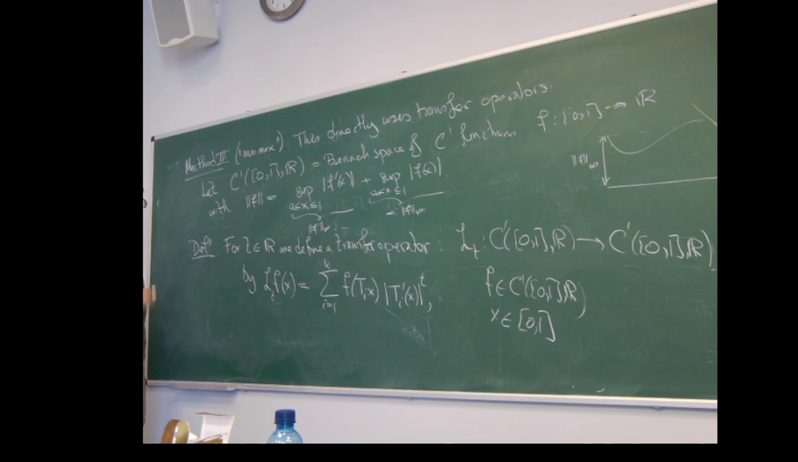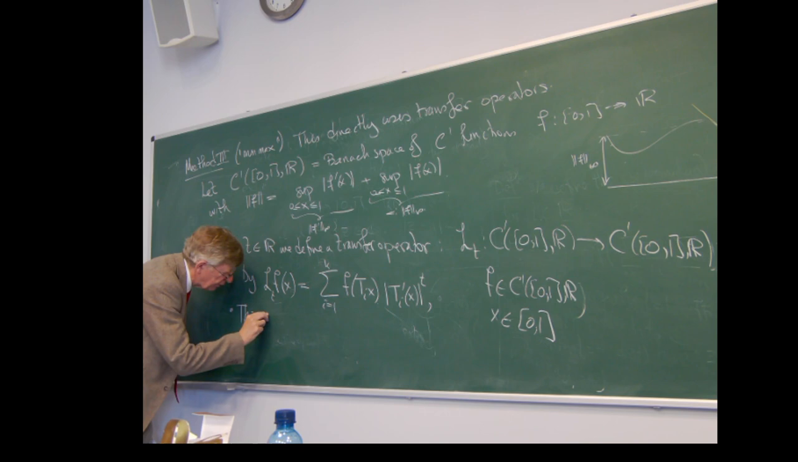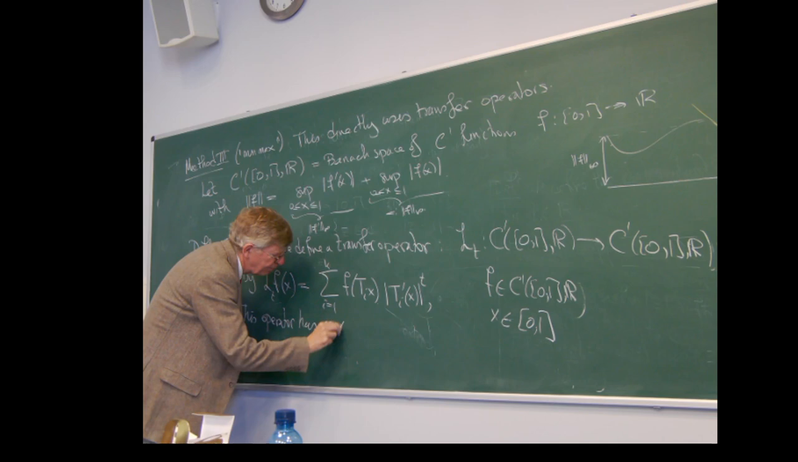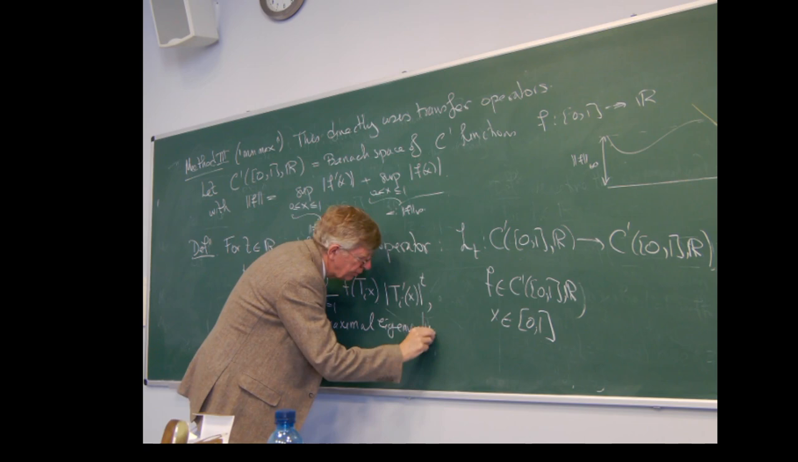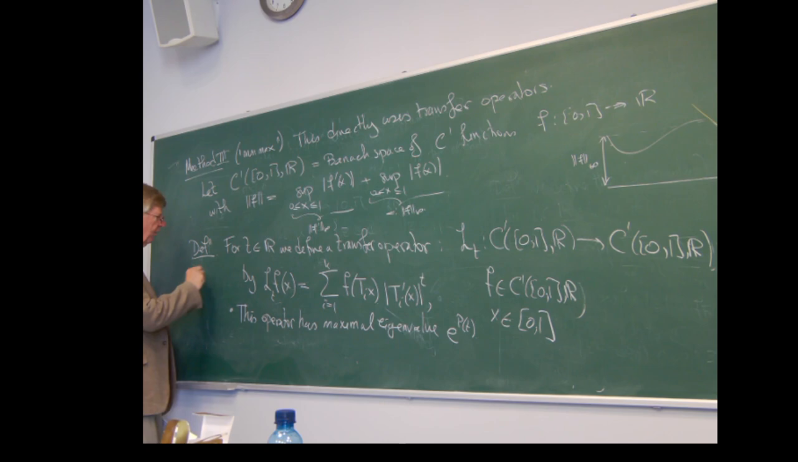And so the observation is that this operator has a maximal eigenvalue, which is going to be e to the p of t, I'm hoping. Okay, modulo signs in this. So I'm defining it in this particular way, and it's going to have some property. And the property is that as an operator, its spectral radius is equal to e to the p of t. In fact, it has an eigenvalue there, which is its maximal eigenvalue.